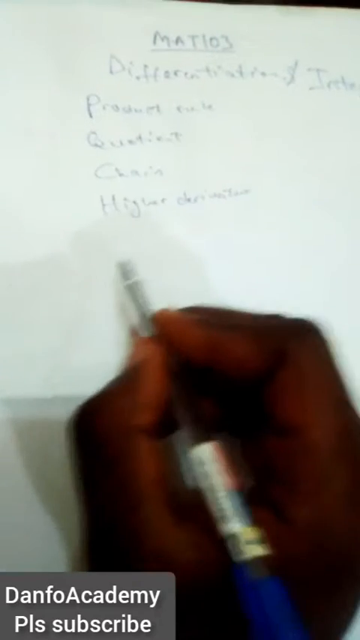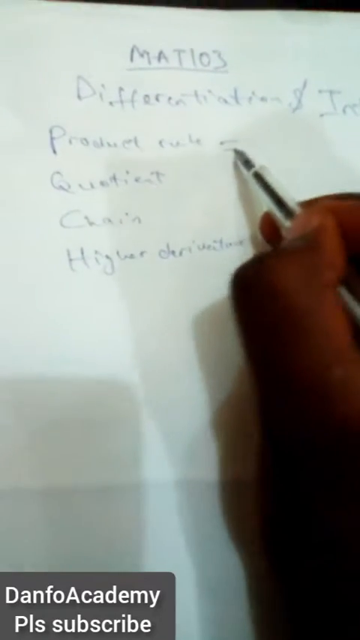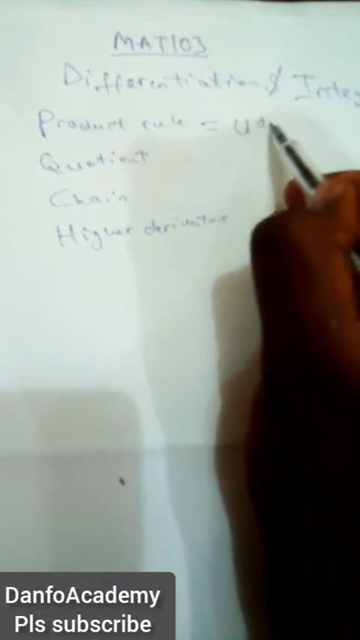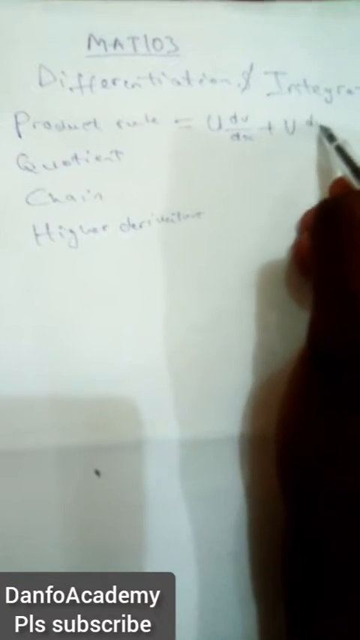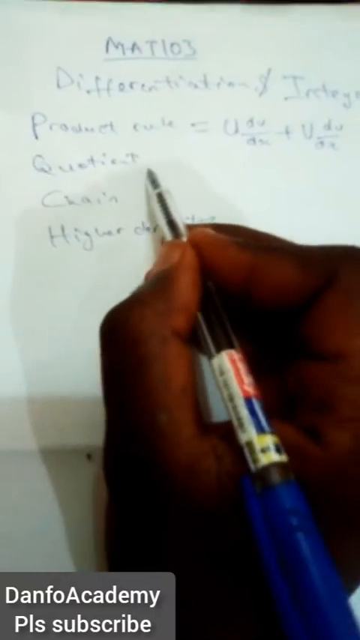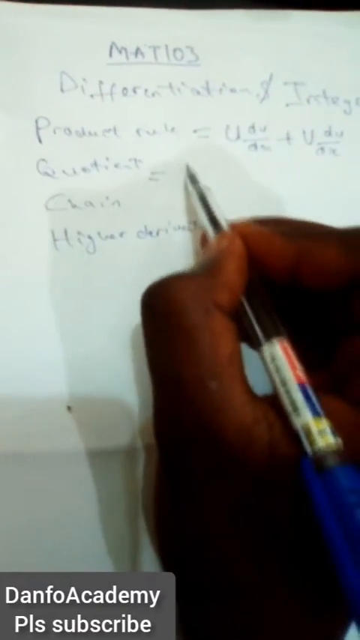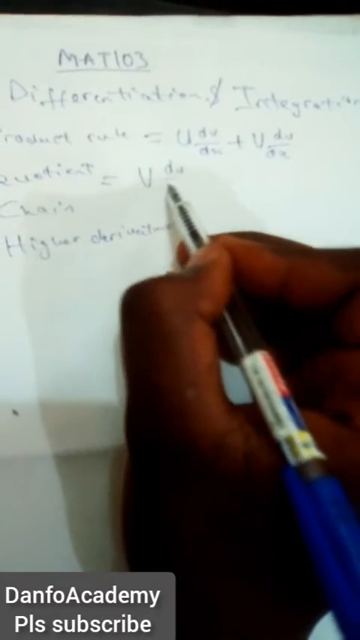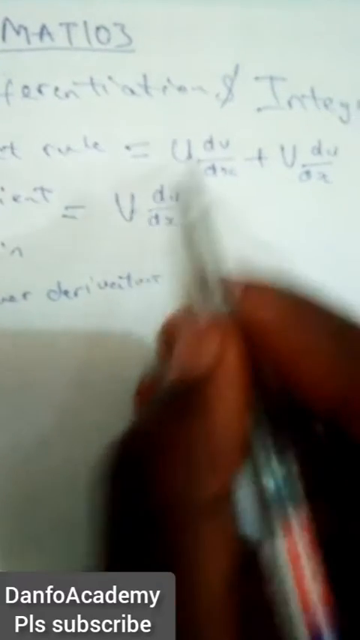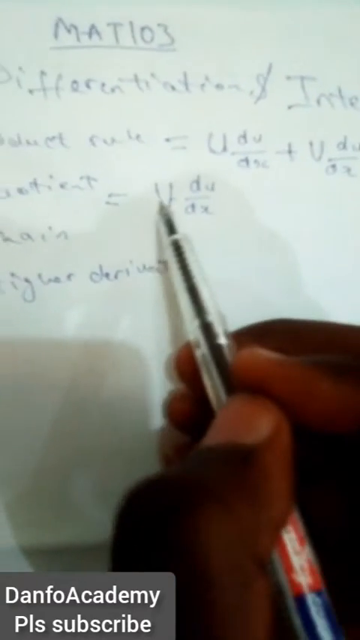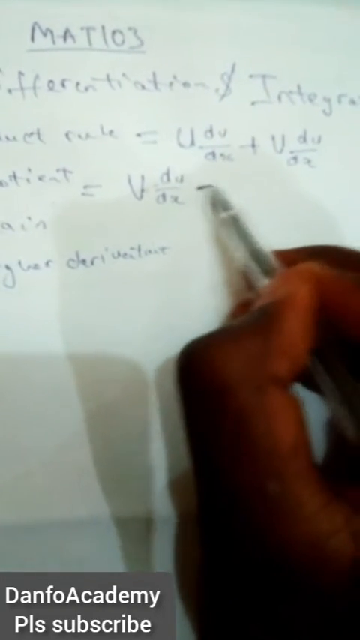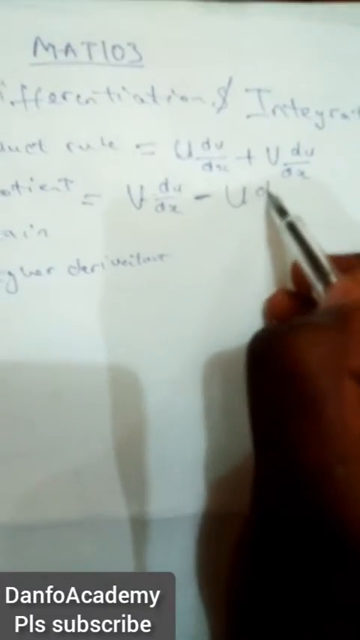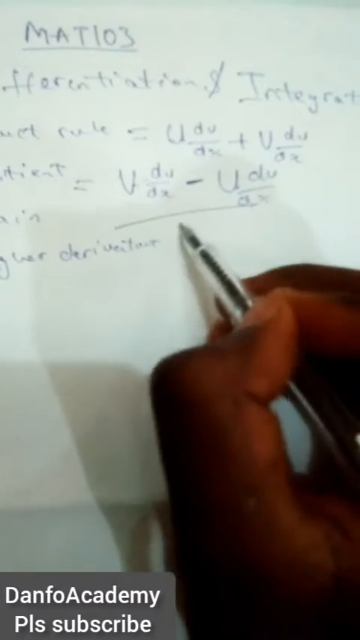For the product rule, you have to know the formula, which is u dv/dx plus v du/dx. For the quotient rule, v must start: v du/dx, whereas in the product rule u must start. In the quotient rule, it is v du/dx minus u dv/dx, all over v squared.